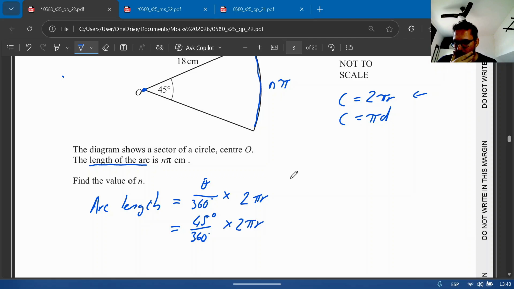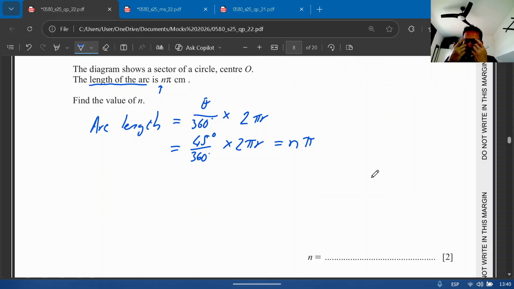Now we need to find n. Where's n? There's n. N is there or there. That means that is the arc length, n pi. So that is equal to n pi. Now we just need to work a bit here and try to simplify things. Okay, let's see what we can do.